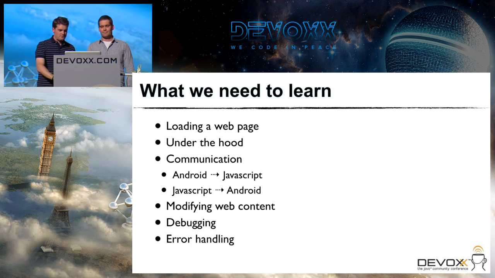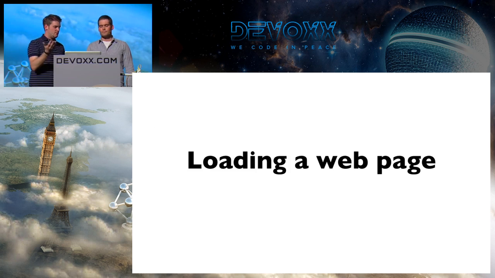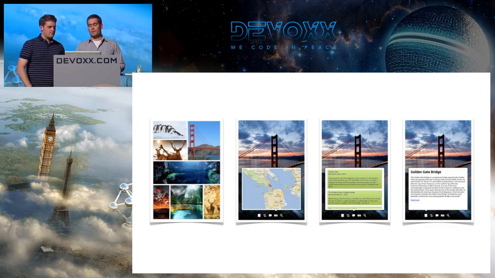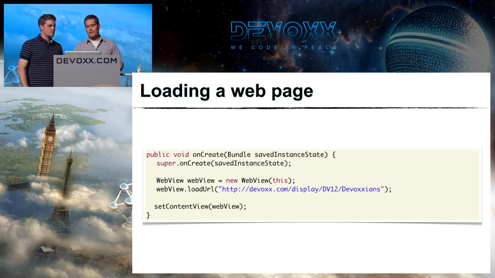Right, so let's begin at the right end by showing just a simple web page. Loading a web page, we use it everywhere in our application. For the main screen, we have to load a page. For the maps, we have to load a page, and so on. And this is how to do it.